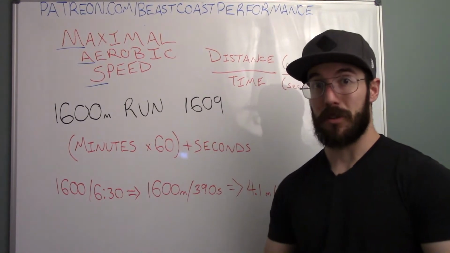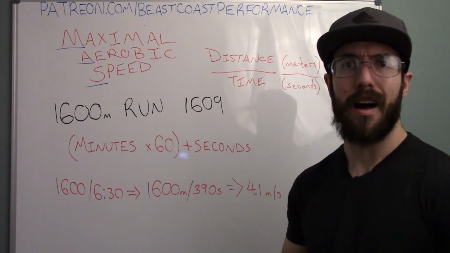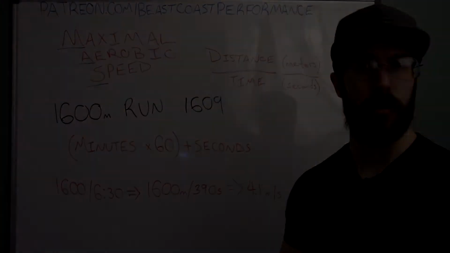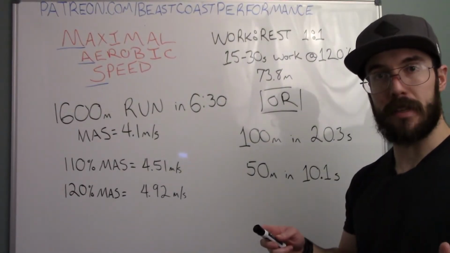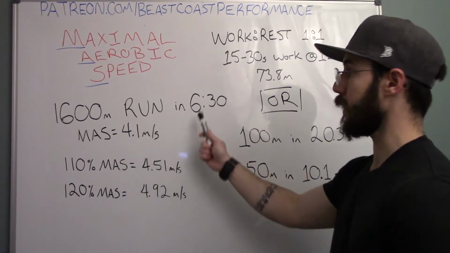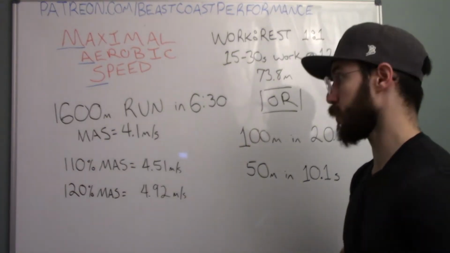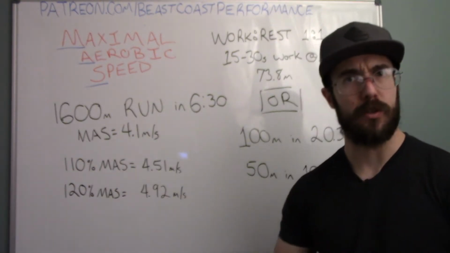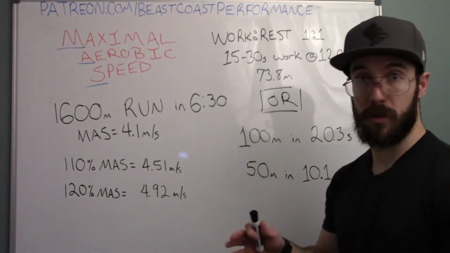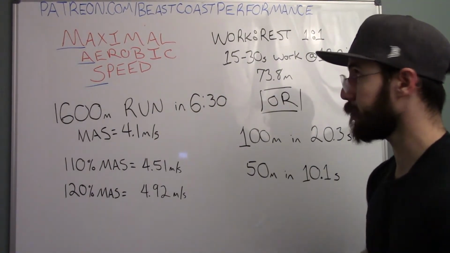What we do with that number is a big deal because most of our programming for aerobic power, at least what I like to do, is usually 110 to 120% of MAS for set intervals. And we're going to keep rolling with the example we used in the first video for MAS, a 1600 meter time trial run in 6 minutes 30 seconds. So that individual had an MAS of 4.1 meters per second. Now, I normally do aerobic power between 110% and 120% of MAS. So those two numbers here are 4.51 and 4.92 meters per second.